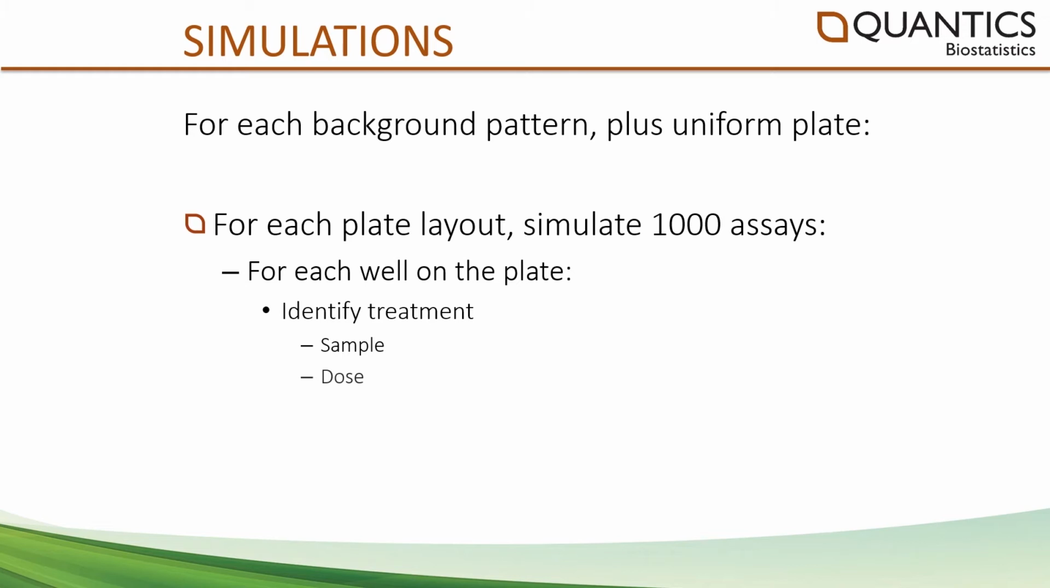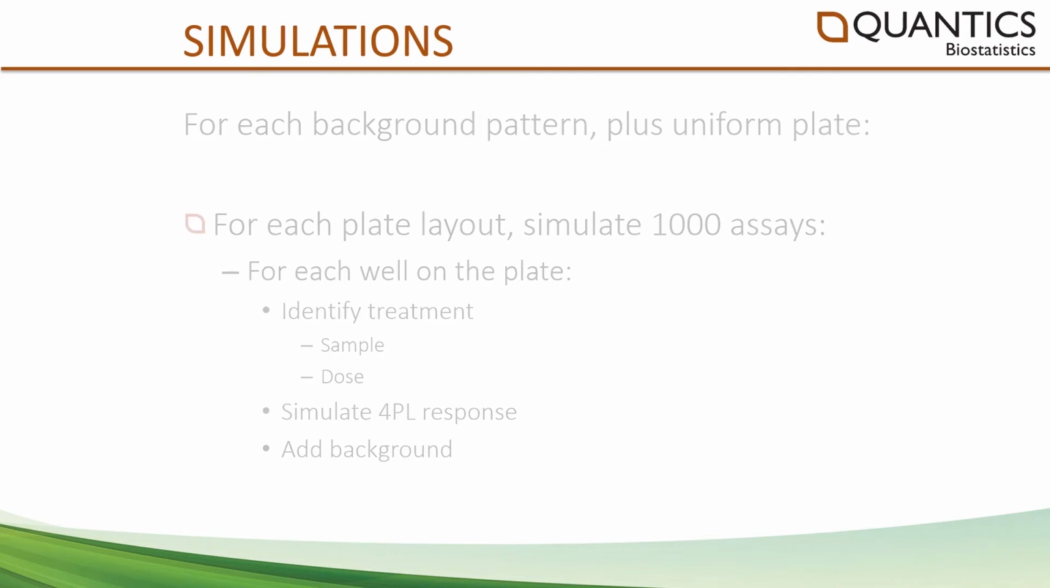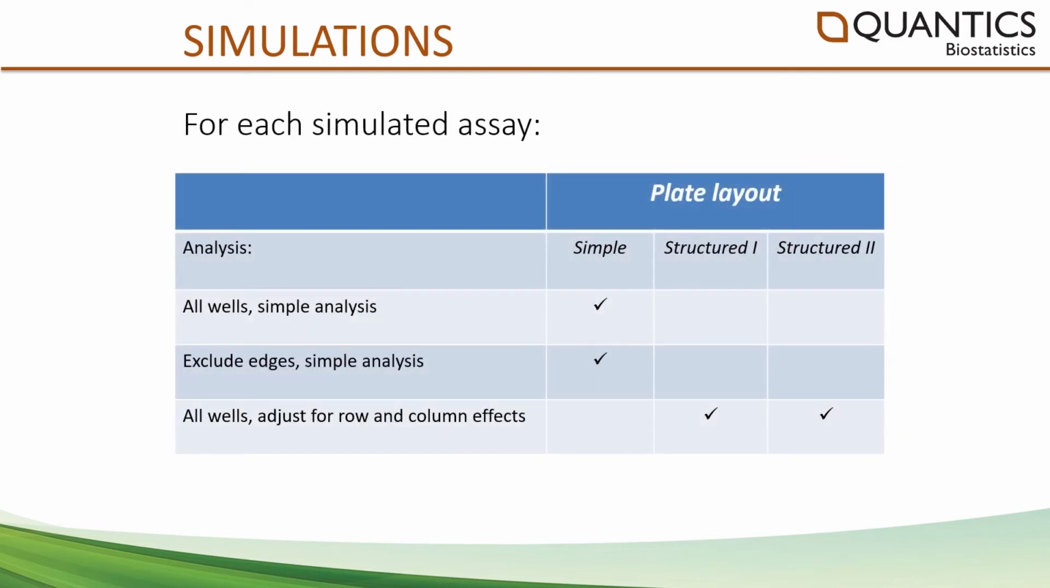And for those we would simulate the 4-parameter logistic response, and then we would add the background for the particular background pattern in question. So we have 3 background patterns plus uniform, that's 4 different patterns for the background on the plate. We have 3 plate layouts, so we've actually got 12 different scenarios, 4 backgrounds and 3 different plate layouts. And for each of those we've simulated 1,000 assays, so 12,000 simulated assays. For each of those assays that we've simulated, in each case we've got a data set of 96 points which now needs statistical analysis.